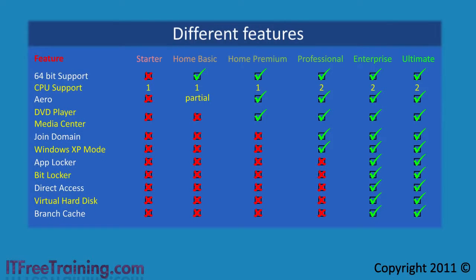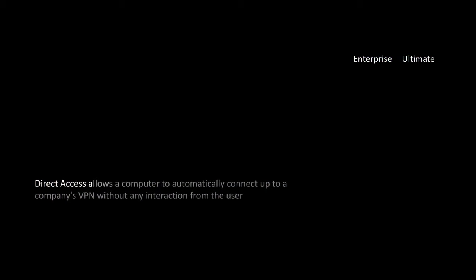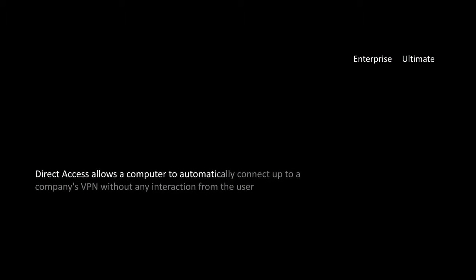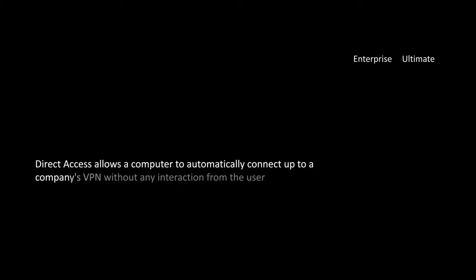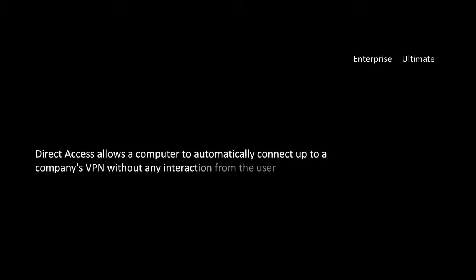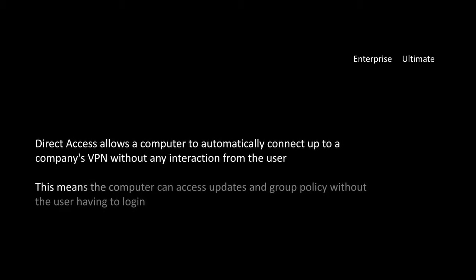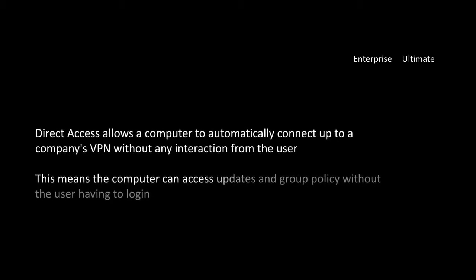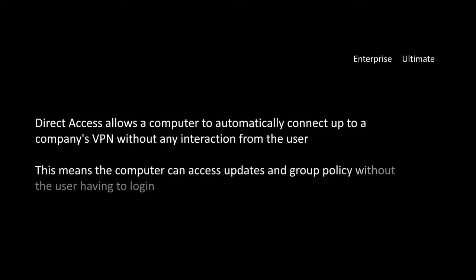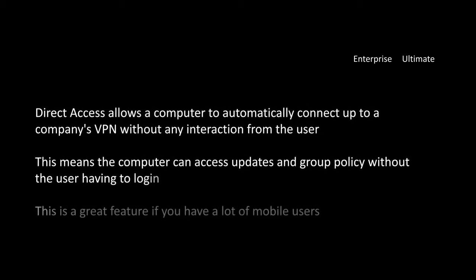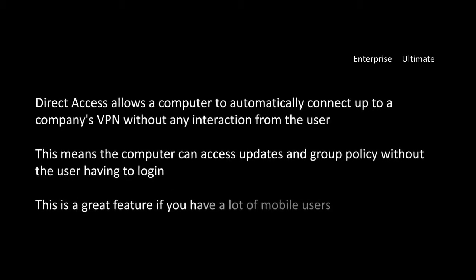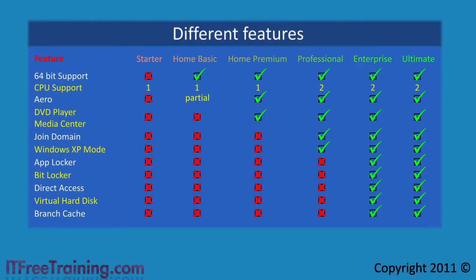Since these editions are aimed at business, support for DirectAccess is also included. DirectAccess allows a computer to automatically connect to a company's VPN without any interaction from the user. This means the computer can access updates and group policy without the user having to log in. This is a great feature if you have a lot of mobile users.